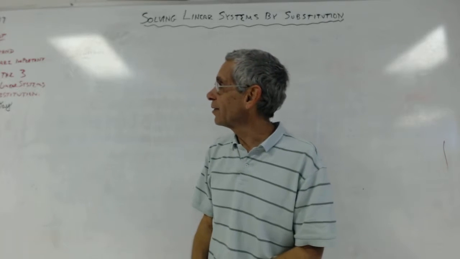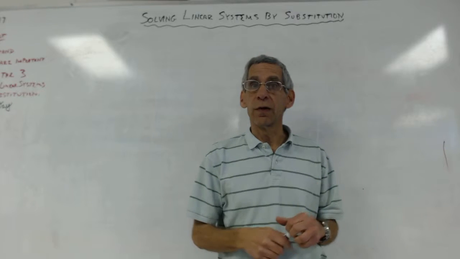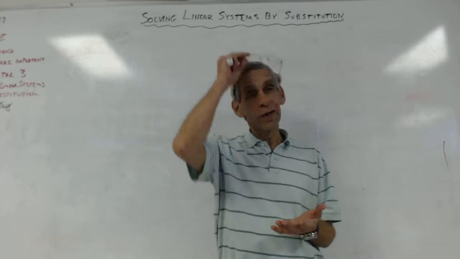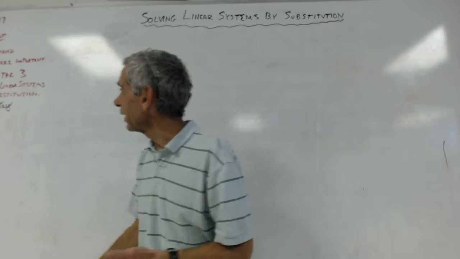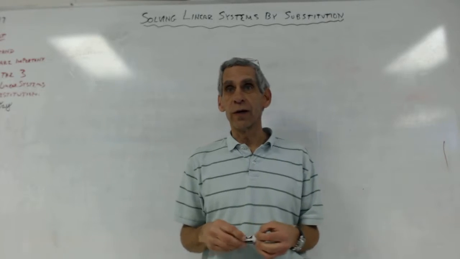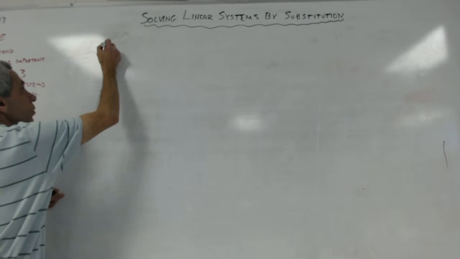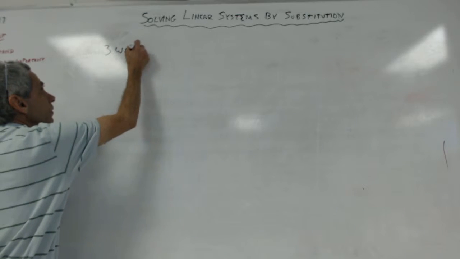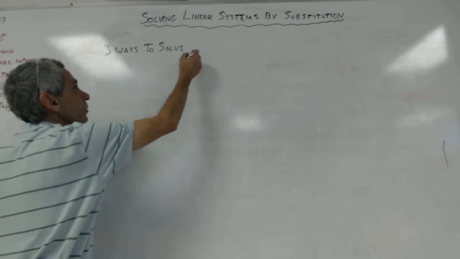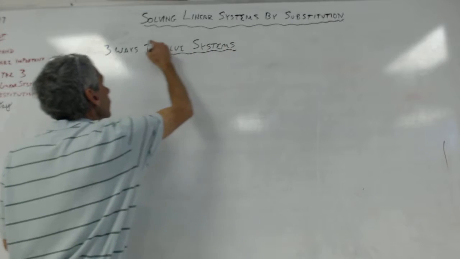Number two, I can list the 3 ways to solve linear systems. There are actually more than 3 ways. There's lots of ways, but we will be focusing this year on 3 ways in particular. And the last one was I can use substitution, which is the second of the 3 ways. So, first of all, there are 3 ways to solve systems, at least that we're going to learn.